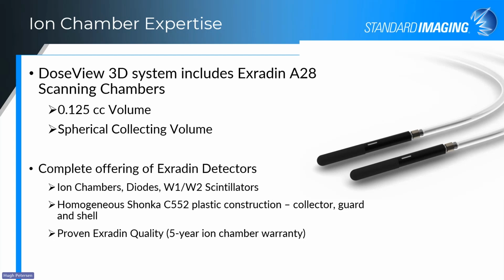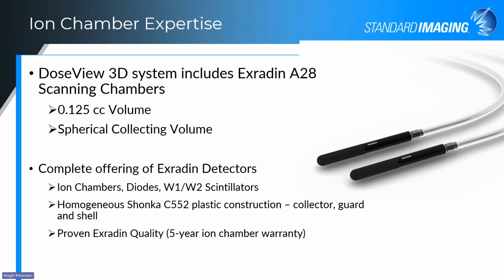All our ion chambers are built with homogeneous Shonka C552 conductive plastic, and that includes the collector, guard and the shell. So there's no high Z materials in the beam for beam perturbation, virtually invisible to the beam, and they're very, very robust.